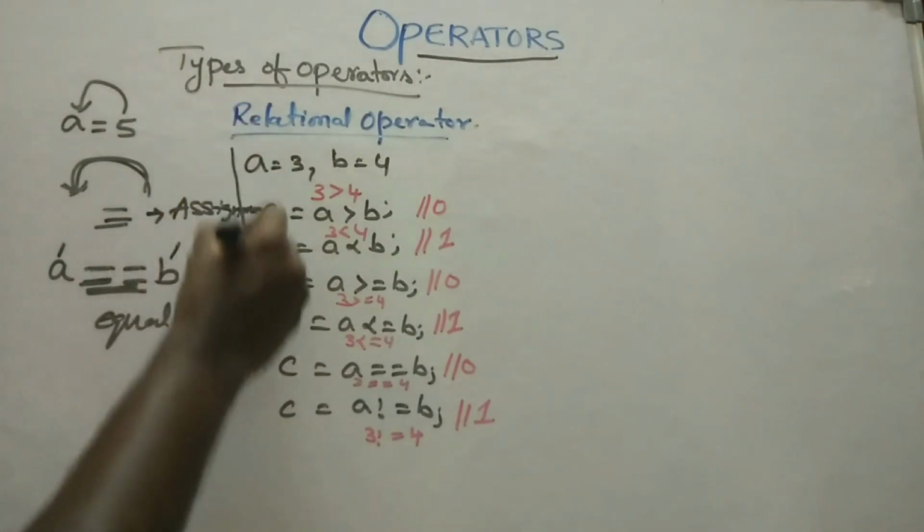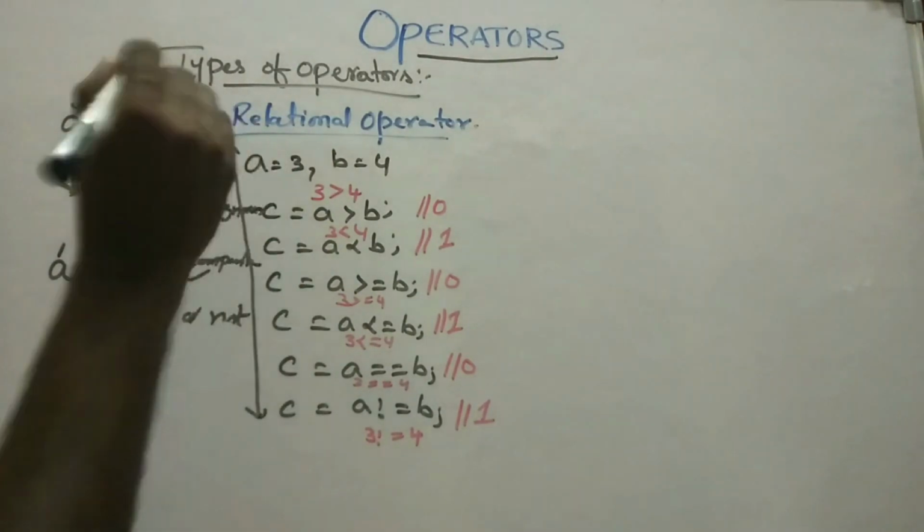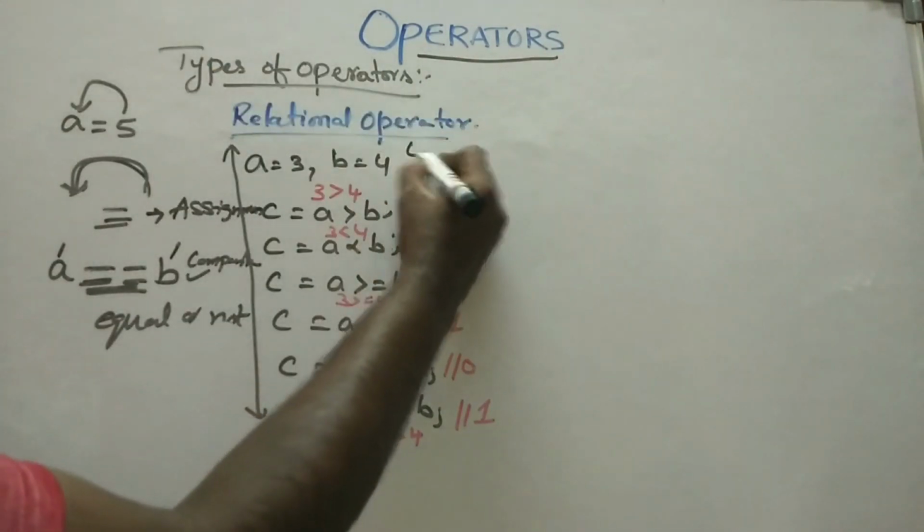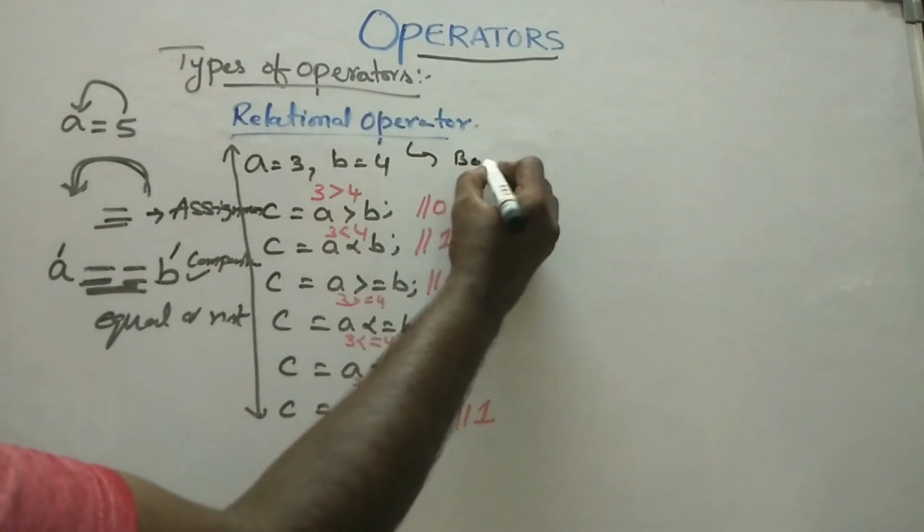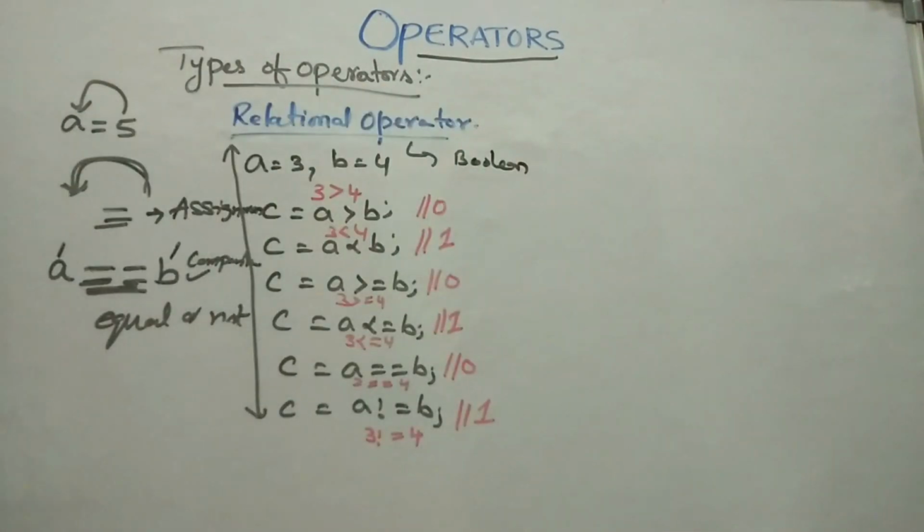Right? These are all the relational operators we can use. The result of a relational operator is always a Boolean value, that is either 0 or 1. Clear? And next, logical operators.